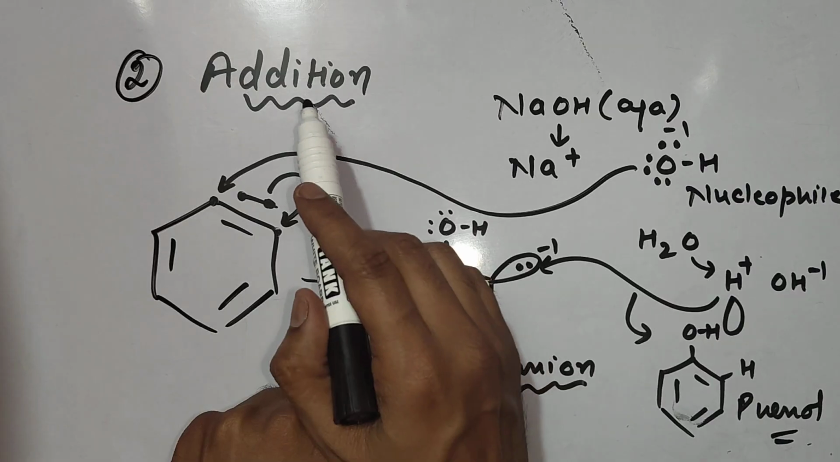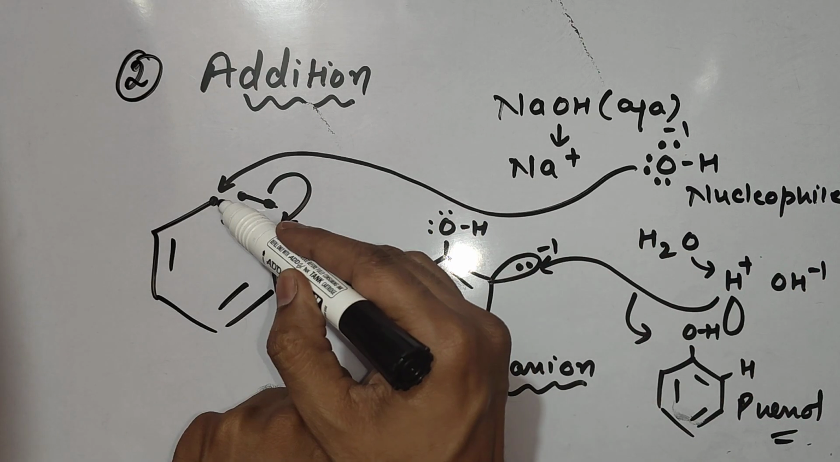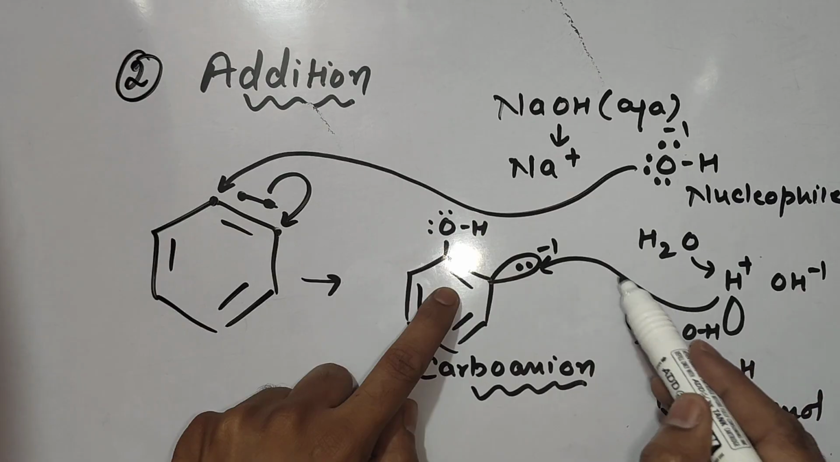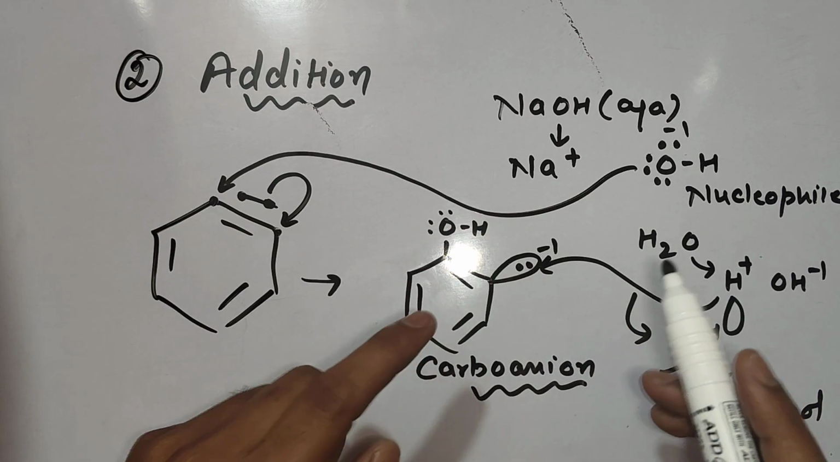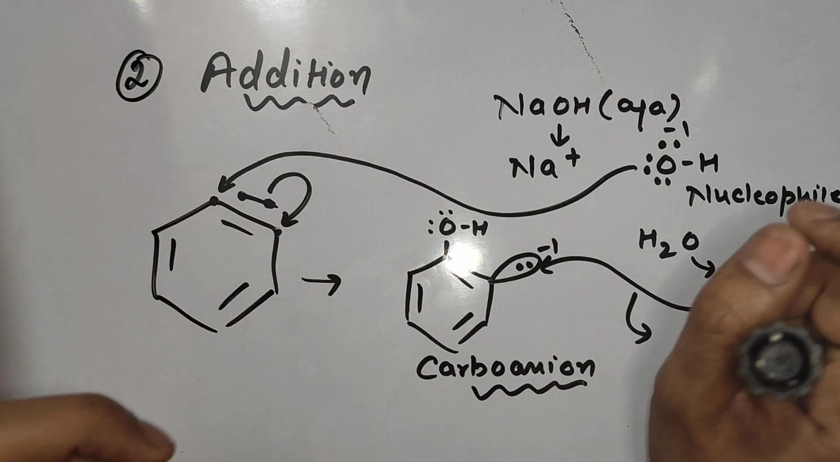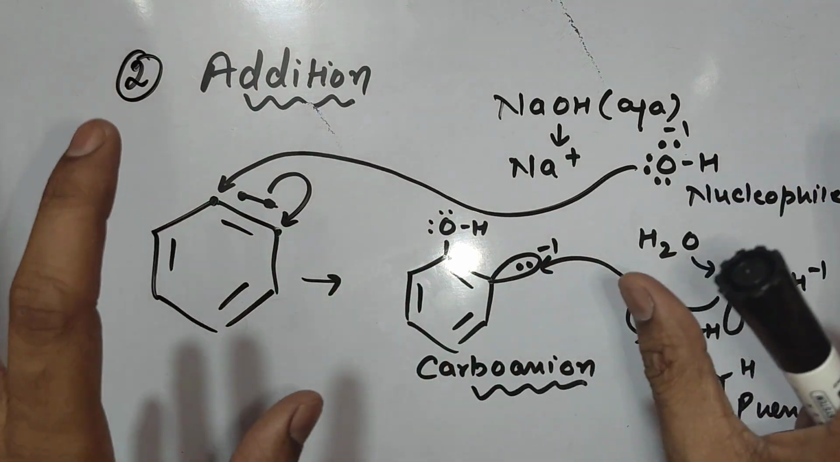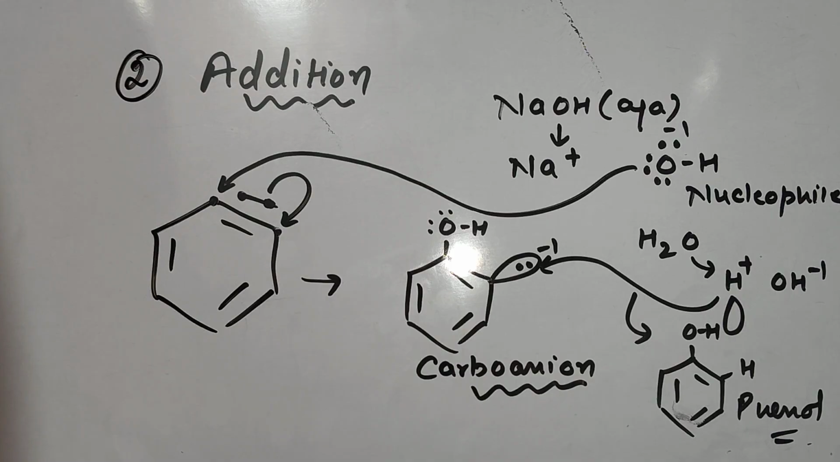So you can check in this step, OH, means nucleophile, is added here and H positive, means electrophile, is added here. Any reaction in which nucleophile and electrophile are added on the same molecule is known as an addition reaction. So this step is the addition step. First step was elimination, second is addition.